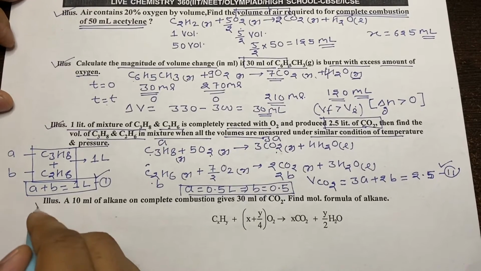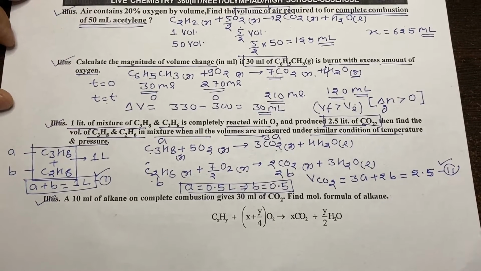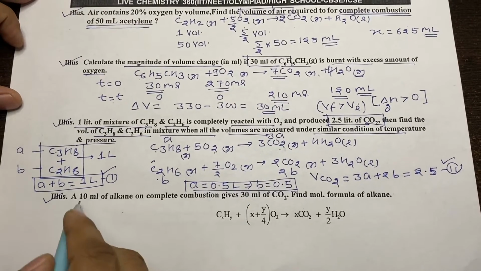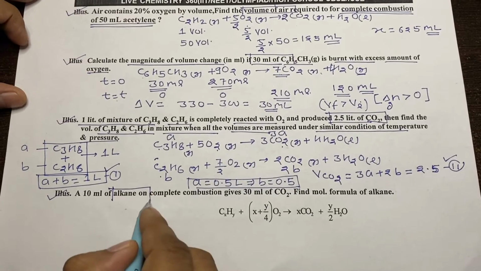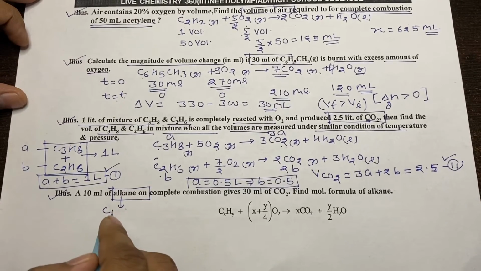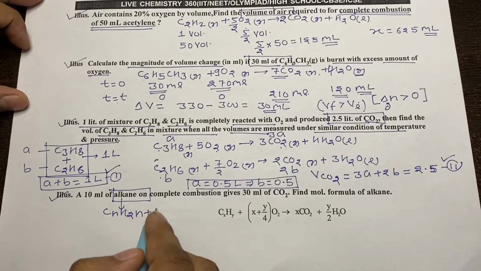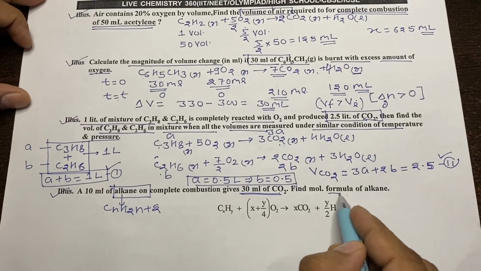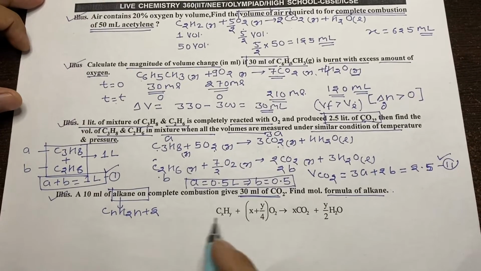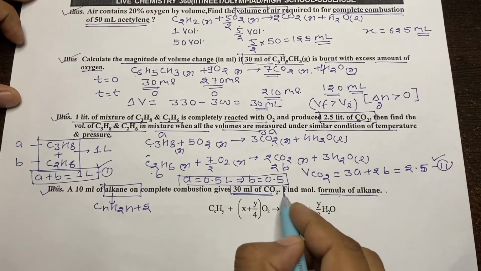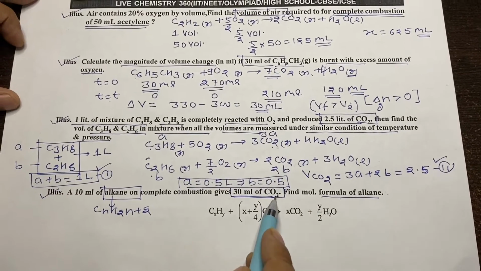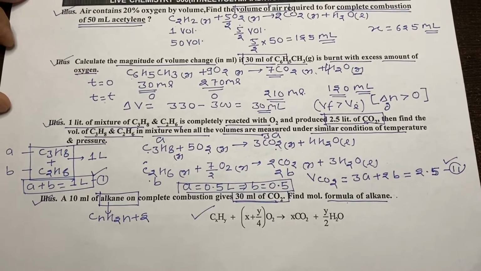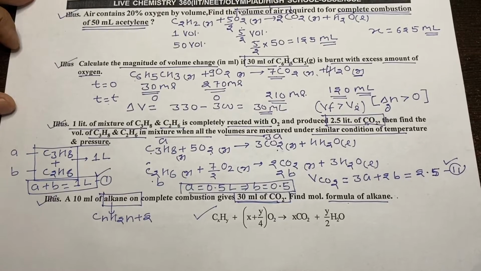Let's take another application of eudiometry, in which we can find the formula of a hydrocarbon by using the eudiometry concept. A 10 ml of alkane, we know that the general formula of alkane is CnH2n plus 2, on complete combustion gives 30 ml of CO2. Find the molecular formula of the alkane. So obviously in this question the only data given is for the CO2, which is 30 ml. So we will consider this equation, as I told you the concept in eudiometry.